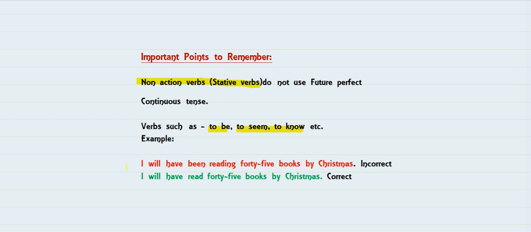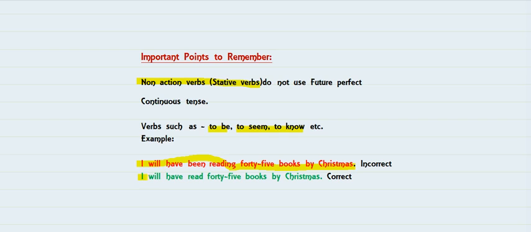Like in the example here, it says, I will have been reading 45 books by Christmas. Now, this sentence is grammatically incorrect. But why? Because when we are talking about read, it is a verb which is stative verb and it will not come in ing form, because that is not allowed with the future perfect continuous tense. That is an important point which you need to remember.